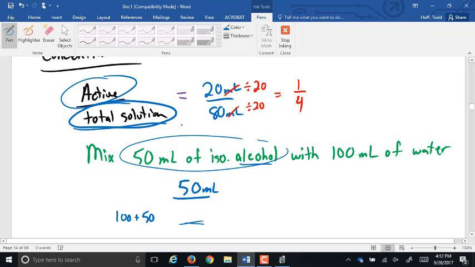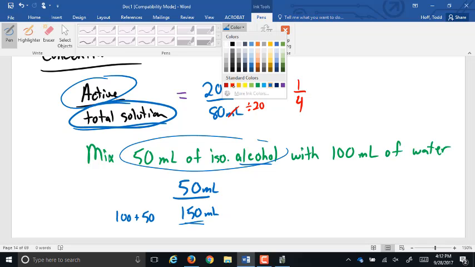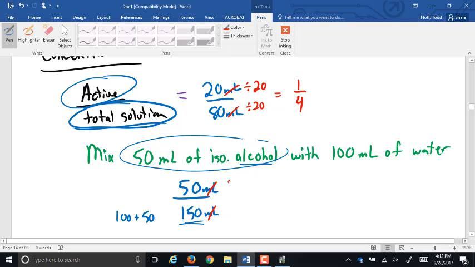The total solution is going to be the 100 milliliters of water plus the alcohol, 150 milliliters. So first, milliliters will cancel out. Both divide by 50, you get a 1-to-3 ratio.